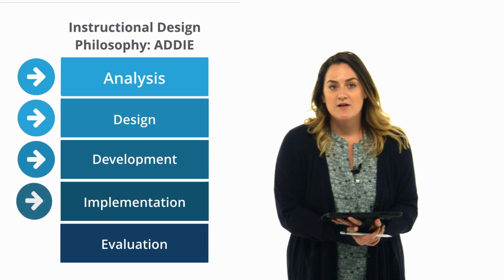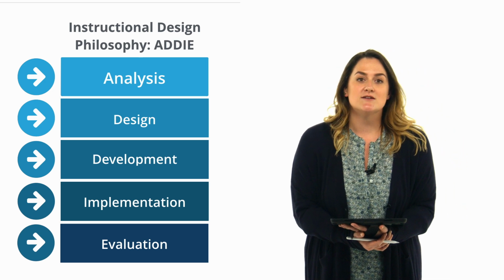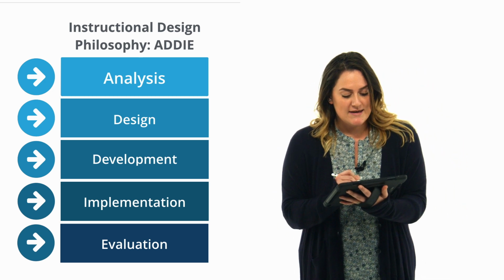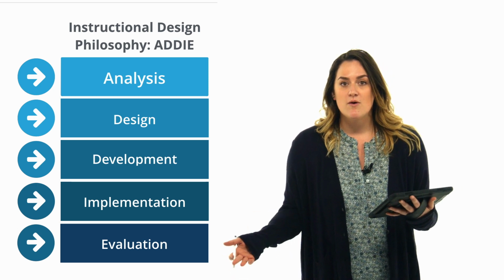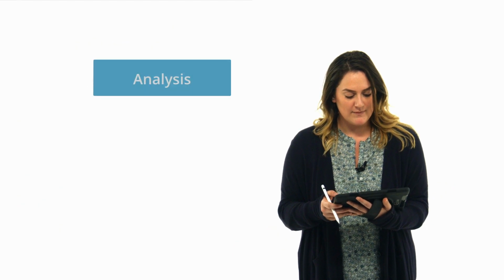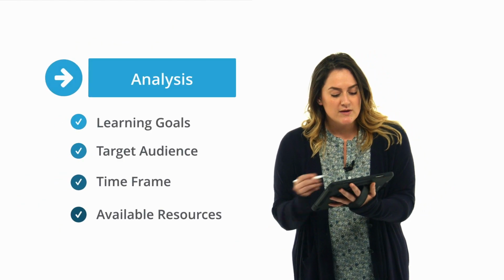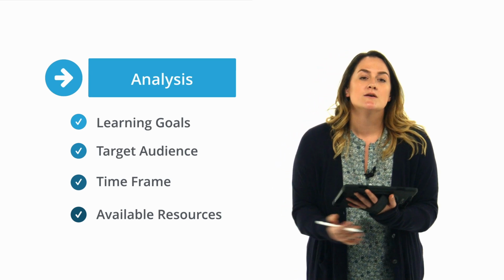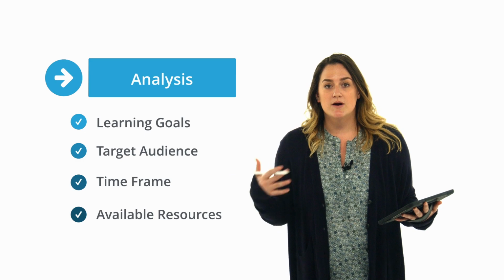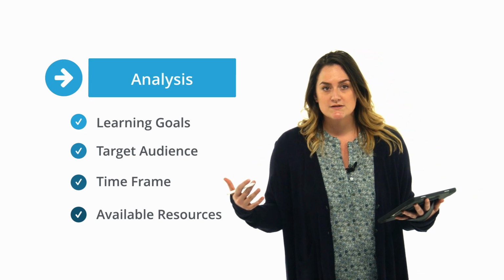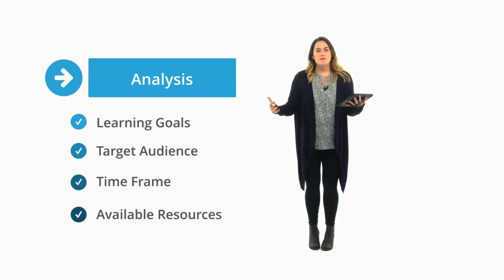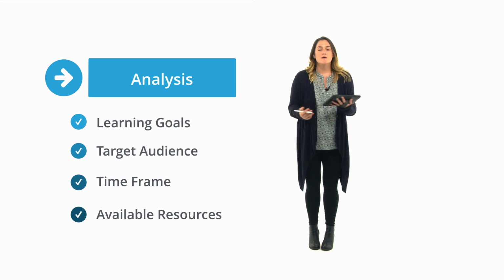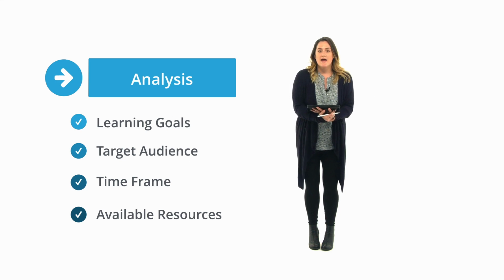So the instructional design philosophy that we use at IBL Education is called ADDIE, which stands for Analysis, Design, Development, Implementation, and Evaluation, which I'm going to go over briefly in the next few slides. So in the analysis phase, we really go over the course goals. So these are the learning goals, what we want our students to understand when they are finished with the course. We focus on the target audience, and we make assumptions of what we think the learners are already going to know when they come into the course. We focus on the time frame, which is how long we have to produce the course, and the available resources.